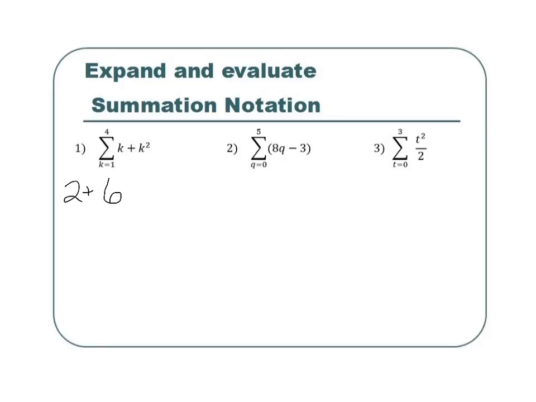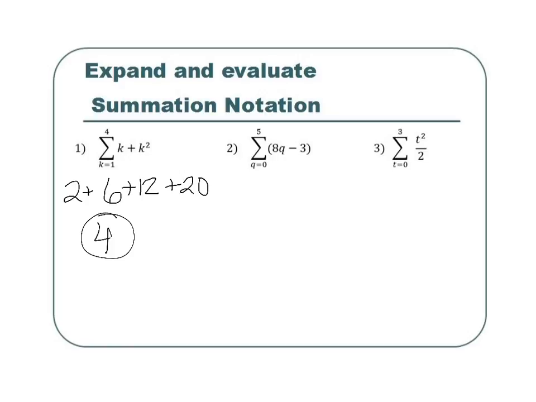And I keep going, and I keep incrementing. So now it's a 3. So 3 plus 3 squared is 12. And now I'm going to make it a 4. And 4 plus 4 squared is 20. And now I'm done because I hit this number that's up here. And so now you just add these up. So I got 2, 6, 12, 20, looks like I got 40 for a sum.